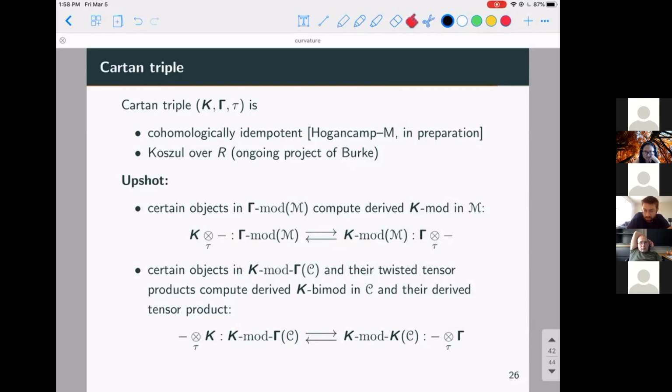And in the same kind of vein, instead of trying to work with derived K bimodules directly, we can first resolve and work with Cdg left K module, gamma right comodules. And two such objects can be tensored together using the twisted tensor product by using the right gamma and the left K. And that actually corresponds to the derived tensor product of the corresponding K bimodules.